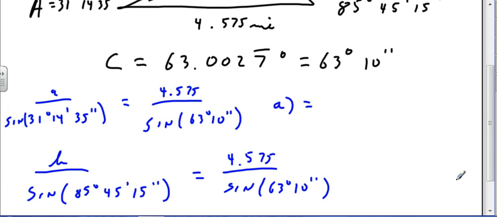The other thing we can do is change the degree, minutes, and seconds into a decimal number and use the decimal number. You got an answer, Nate? Yeah, 2.663. 2.663 miles. Okay. So now we're going to do the B guy. 4.575. Clear my error. Oh, wait a minute. I can put it back in my calculator.